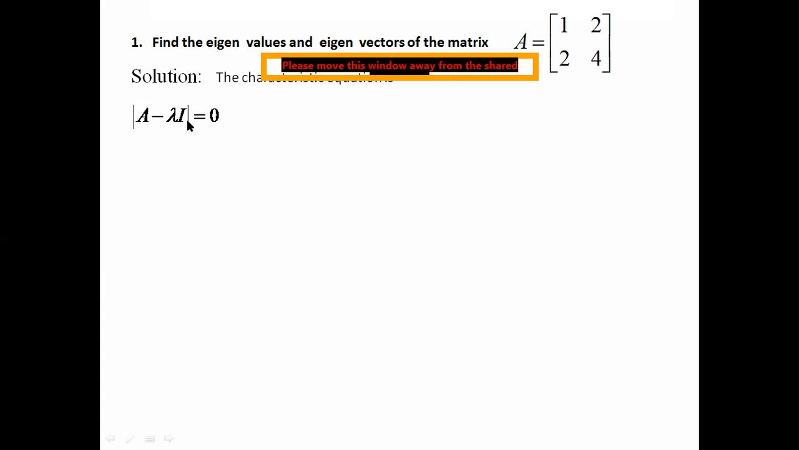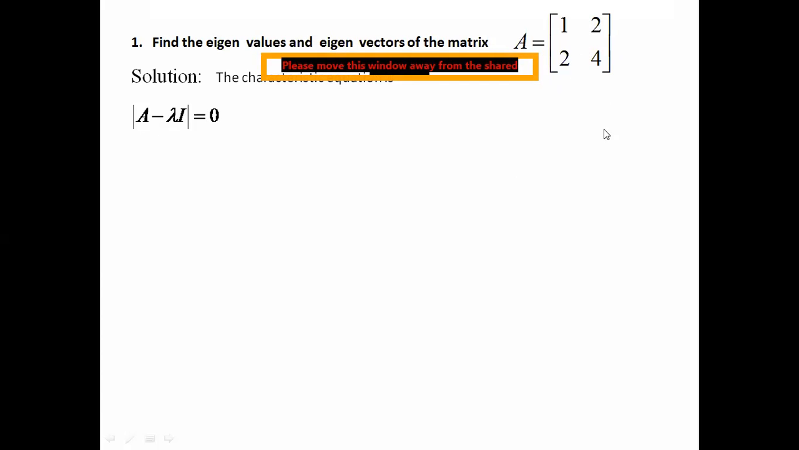Since I is the identity matrix, if you see the difference between these two, the only change is in the diagonal elements, because in the identity matrix all the elements are 0 except the diagonal. So when you get the characteristic equation for this matrix, the change is only in the diagonal elements. Remaining elements remain the same.